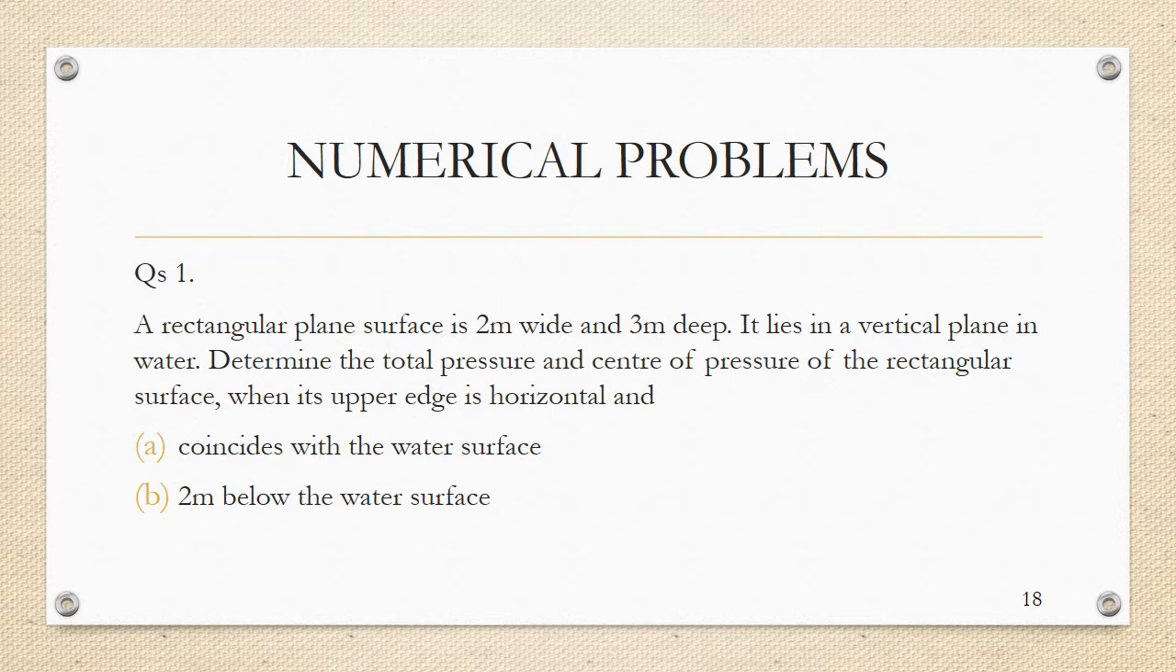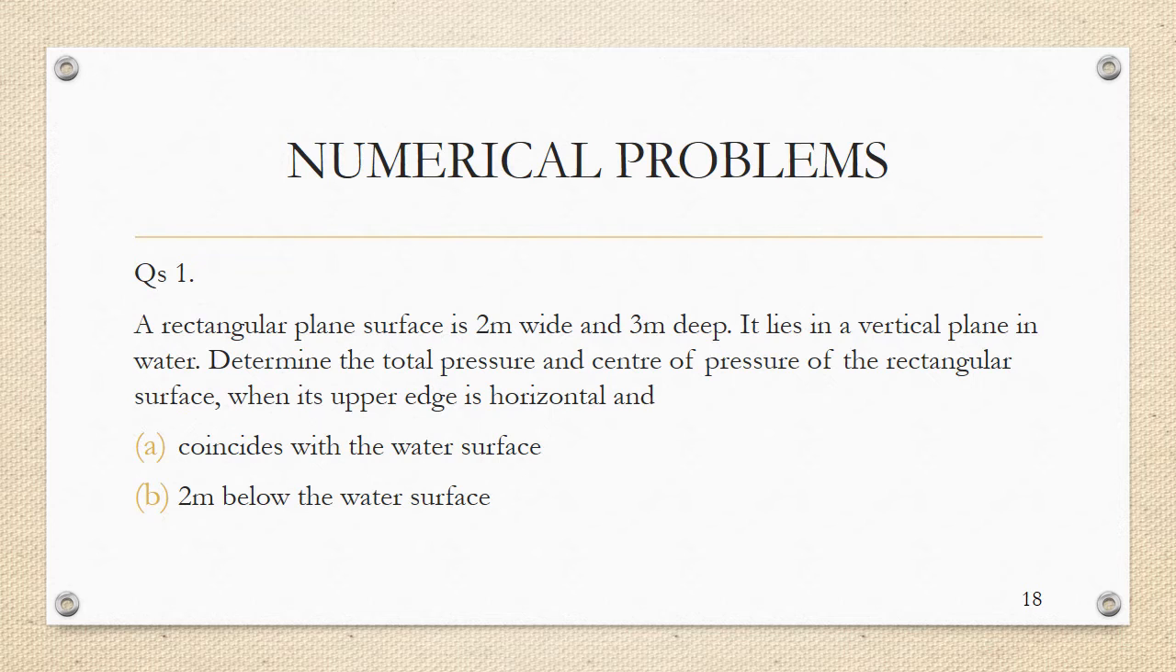Let's move on to a problem on a vertically submerged plane surface. Here, a rectangular plane surface is 2 meter wide and 3 meter deep. It lies in a vertical plane in water. Determine the total pressure and center of pressure of the rectangular surface when its upper edge is horizontal, and subdivision A, that upper edge coincides with the water surface, and subdivision B, that upper edge is 2 meters below the water surface.